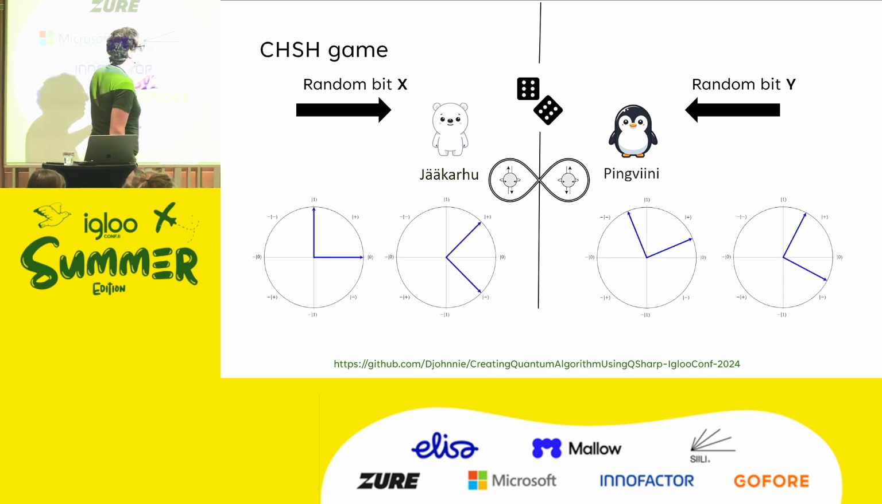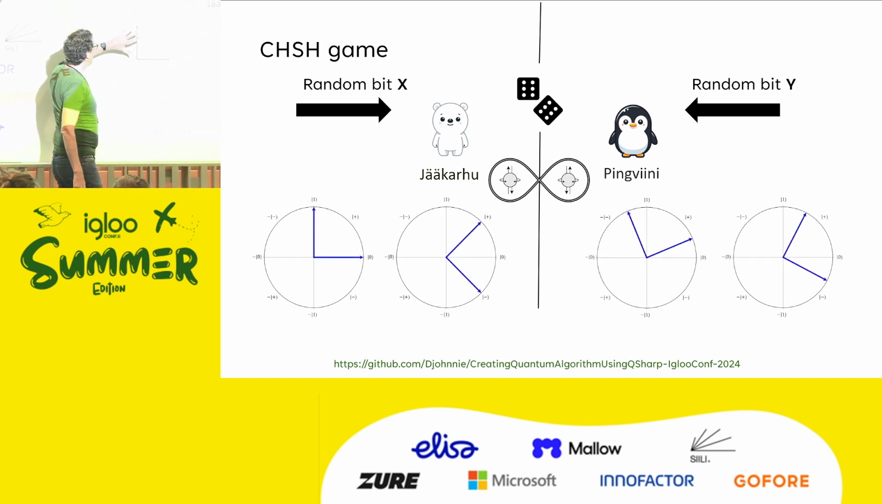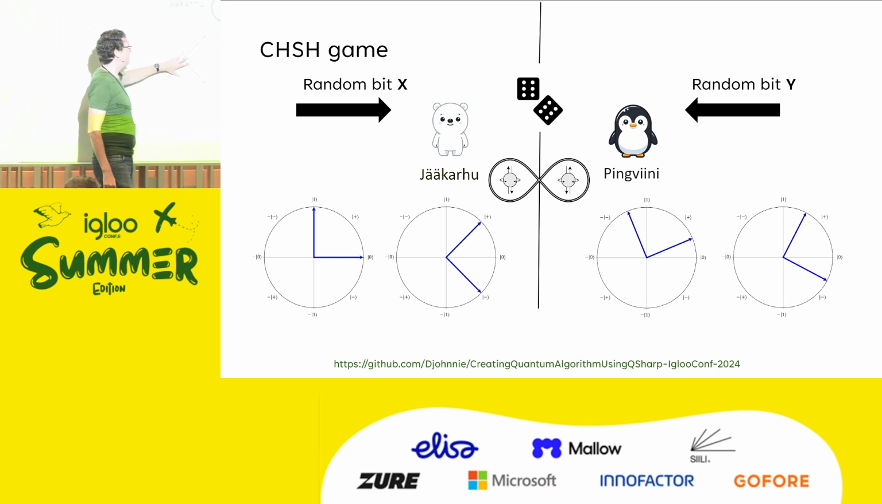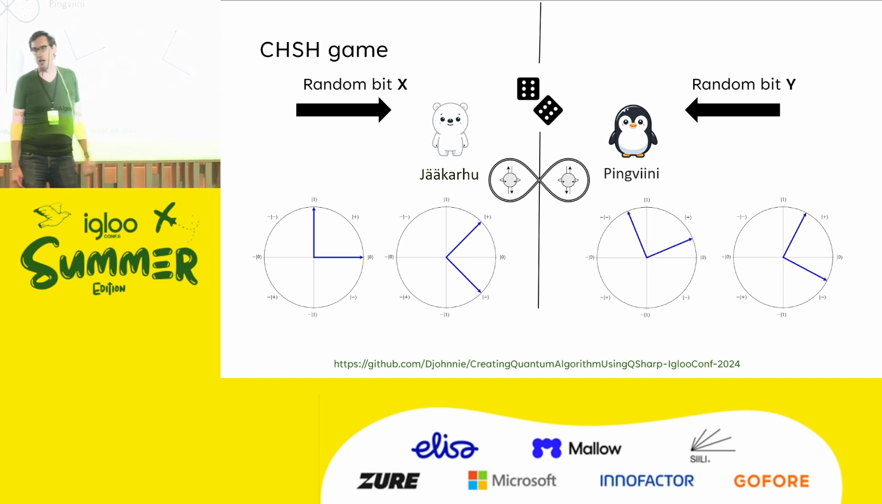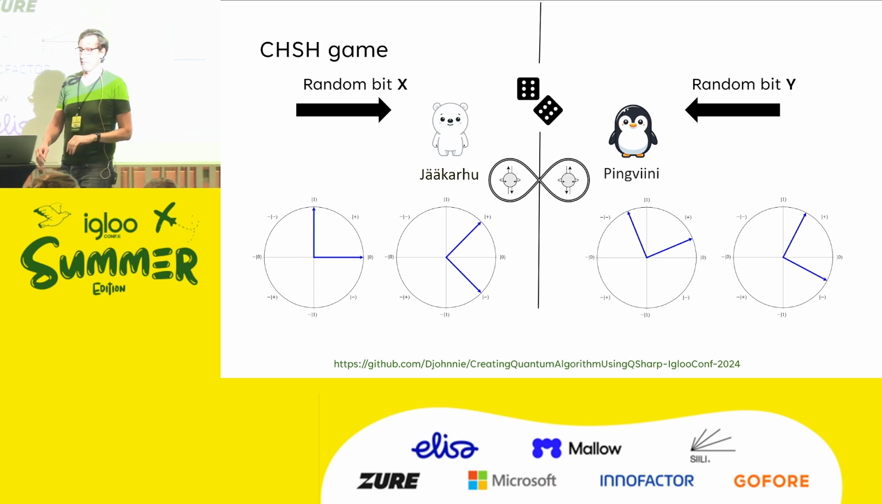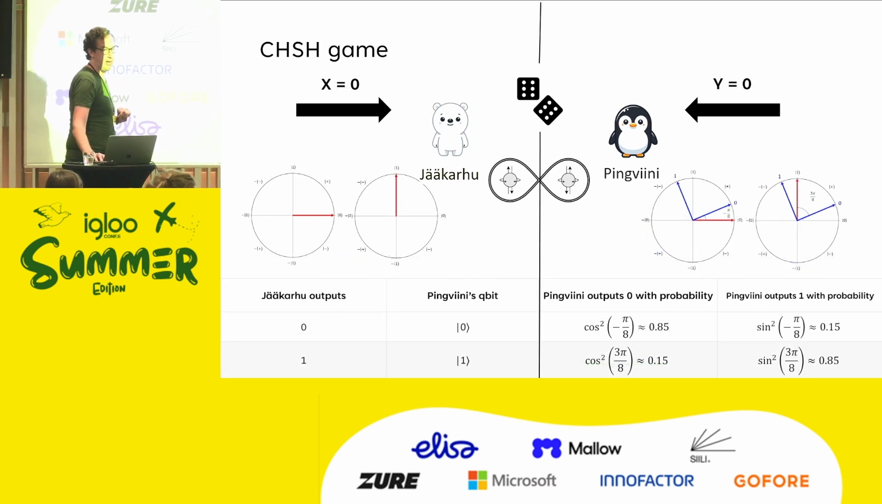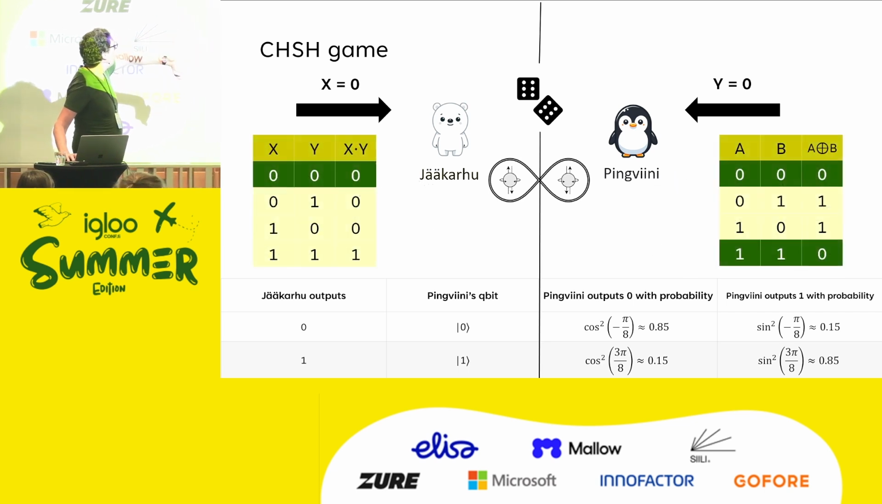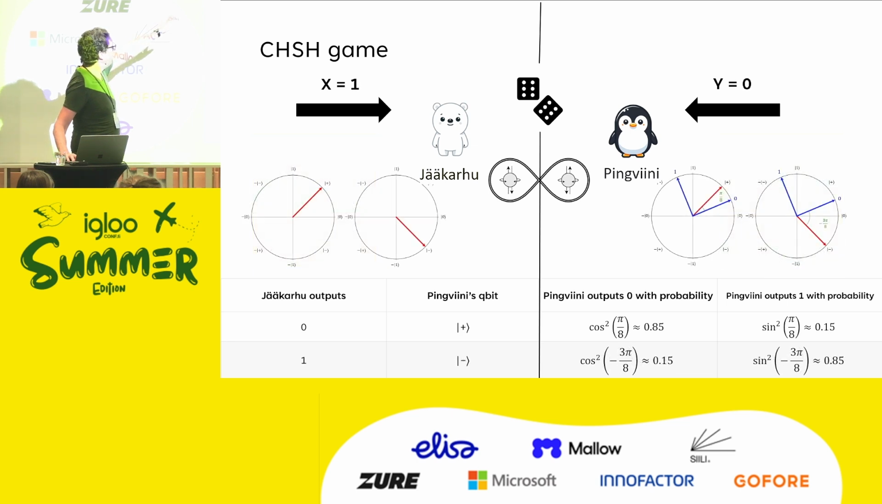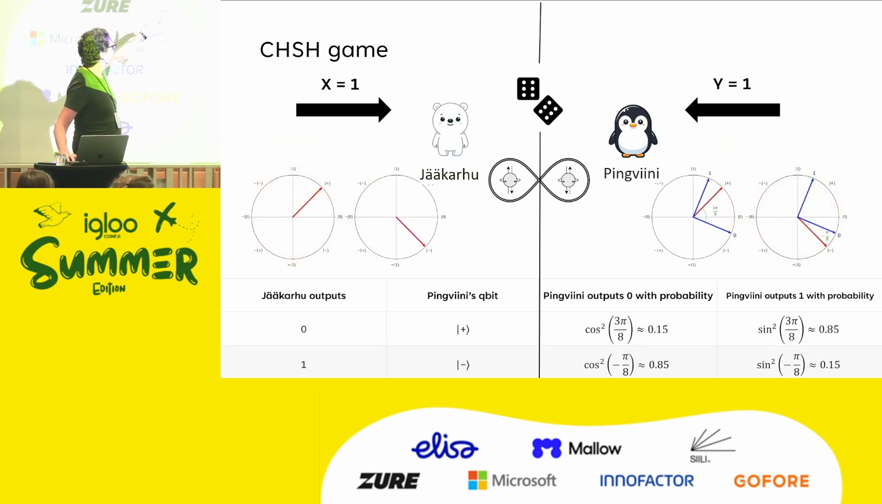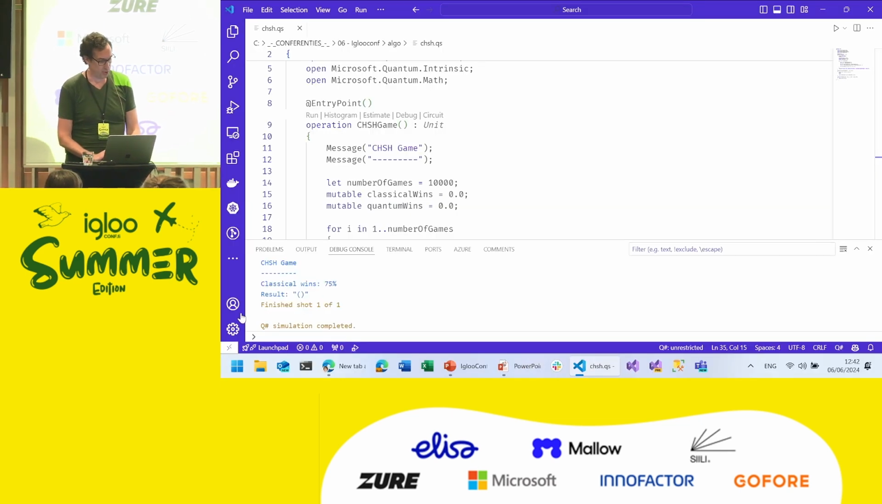So on the left-hand side, Karhu is going to measure in the computational or the sign basis. And Pingvini is going to measure in the negative pi over 8 basis or positive pi over 8 basis. And when they do this, you have basically 4 different outcomes. When the input values are 0 and 0, when the input values are 0 and 1, when the input values are 1 and 0, and when the input values are 1 and 1. So 4 different scenarios. So let's already put that into code.